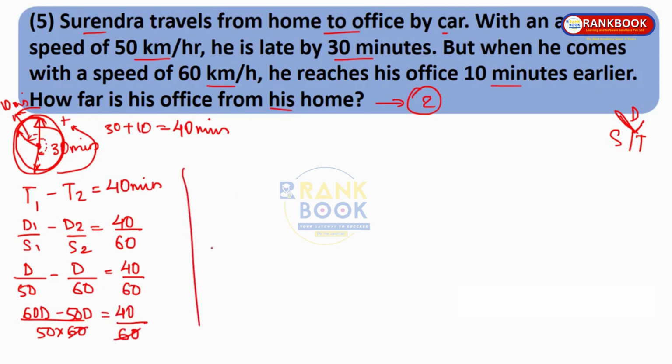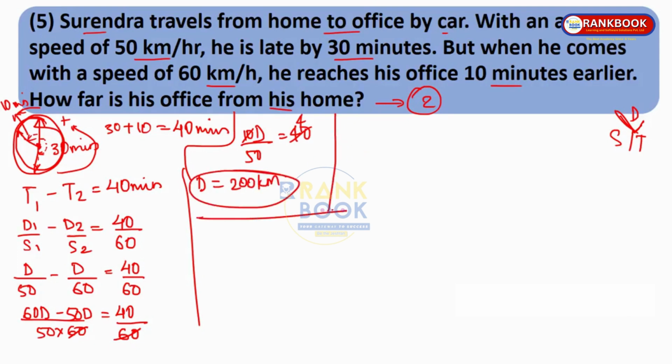60 gets cancelled. What do we have over here? Let's see. We get 10D upon 50 equal to 40. So D equals 50 into 4, 200 kilometers. So the distance between home and office for Surendra is 200 kilometers.